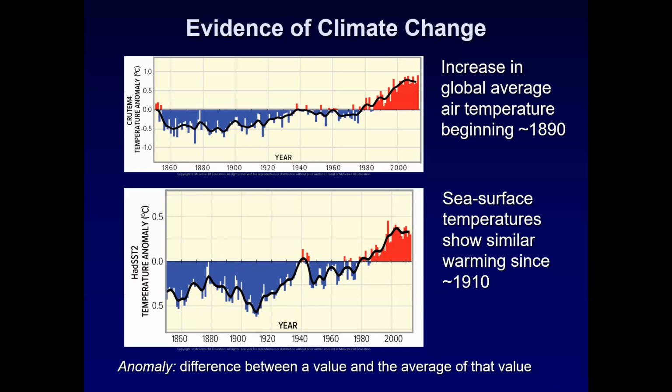The anomaly is the difference between a value and the average of that value. We see a very similar sea surface temperature warming since 1910. So there are some anomalies in the top diagram that show trending upwards. Getting into about 1980 is where we really see it take off with the anomaly data.